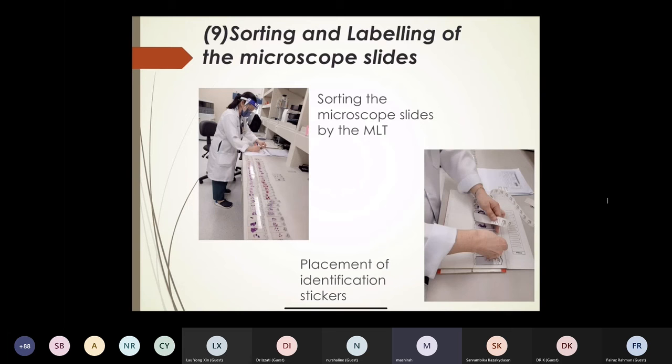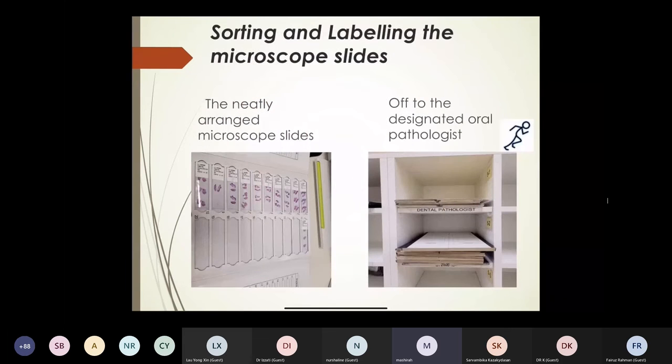Now the MLTs are sorting and labeling the microscope slides. After that, they will be arranged in the microscope slide book and sent to the designated pathologist for examination.